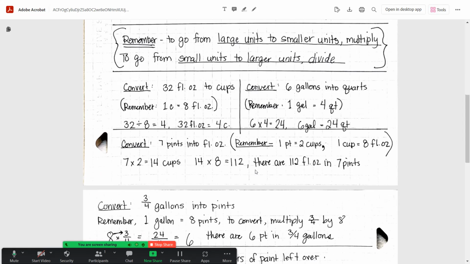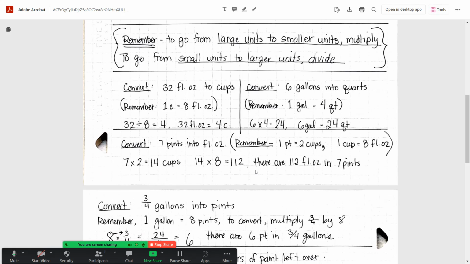So remember, when we're going from a small unit to a bigger one, we're going to divide. So we're going to do 32 fluid ounces. We're going to divide them into groups of 8 because groups of 8 fluid ounces equal 1 cup. So 32 divided by 8 is going to equal 4. So 32 fluid ounces is the same as, or equivalent to, 4 cups.